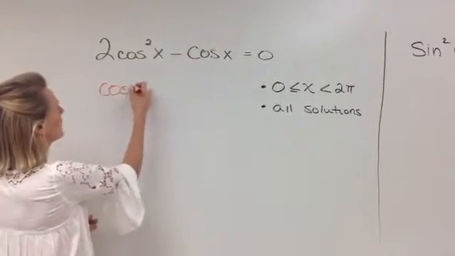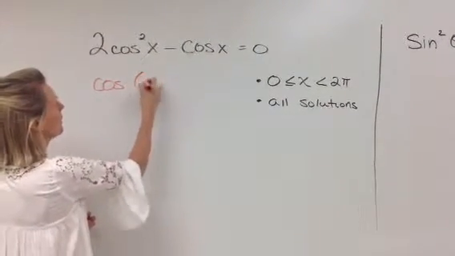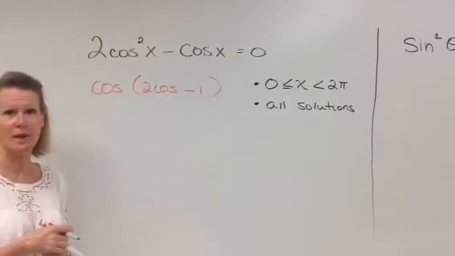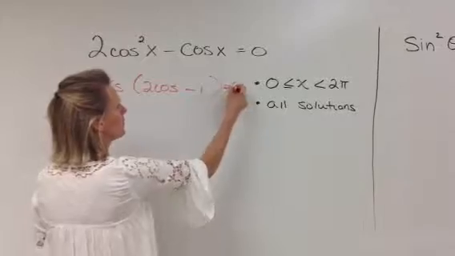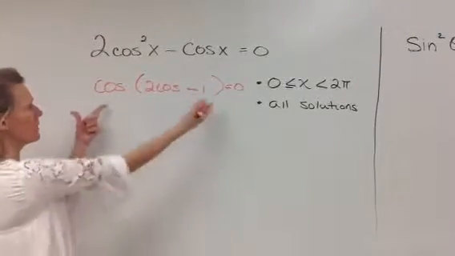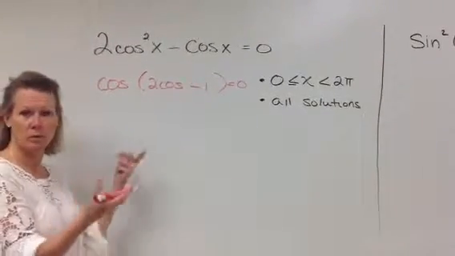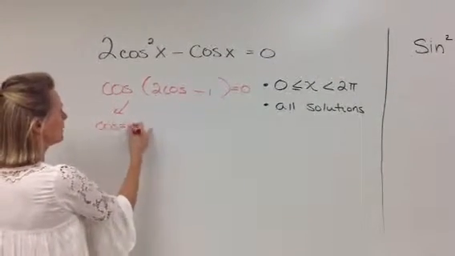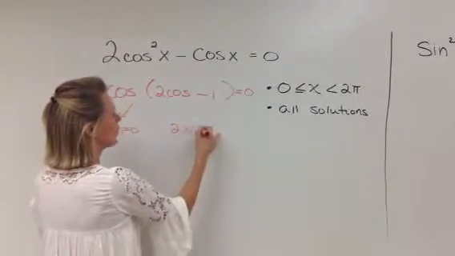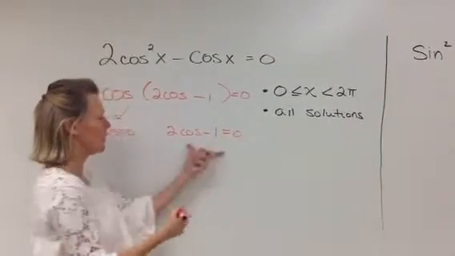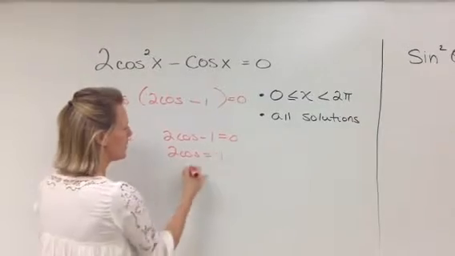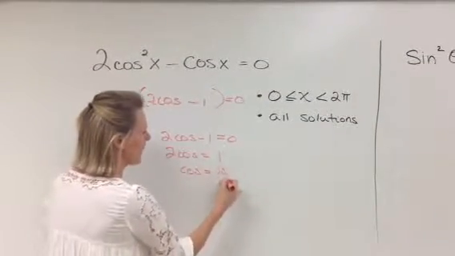So I can take out a cosine. So I have cosine, and then I have 2 cosine minus 1. All I did was factor it, equals 0. And now if I have two things being multiplied that equal 0, I can solve them separately, right? So either cosine equals 0 or 2 cosine minus 1 equals 0. And I can continue solving this. So 2 cosine equals 1 and cosine equals 1/2.